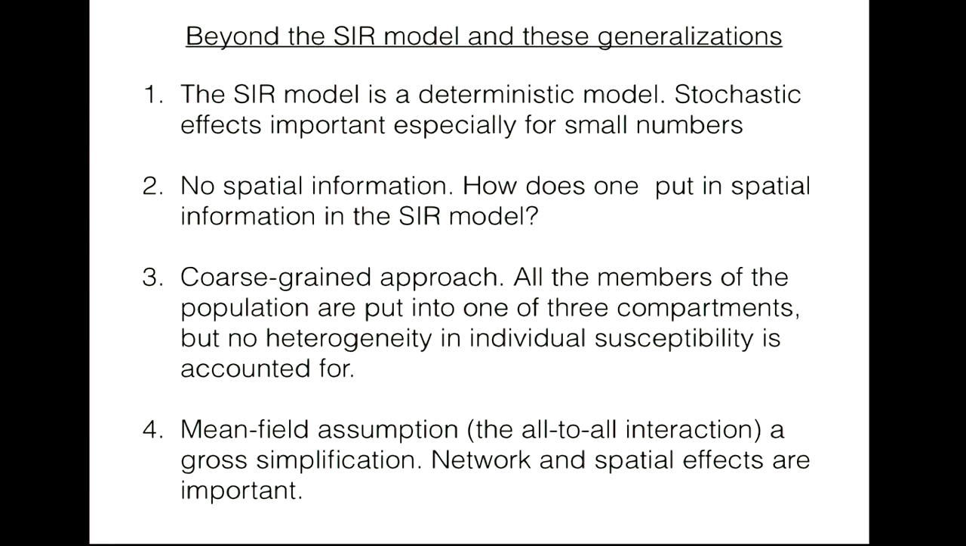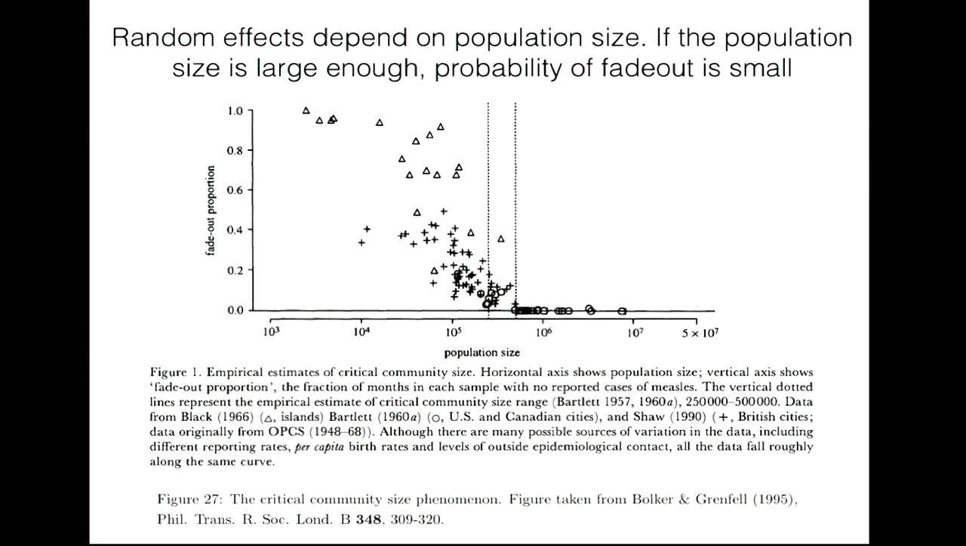Yeah. Okay. So the last was the all-to-all interaction, which is certainly a gross simplification. You need network effects, you need spatial effects to be accounted for. So here's an example of how random effects depend upon population size. If the population size is large enough, the probability of fade out of initially a case in time dropping to zero. So this is an interesting example.